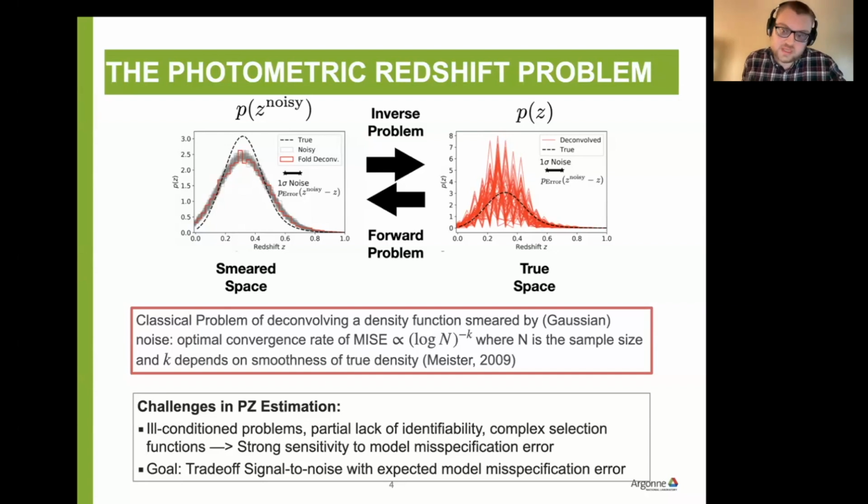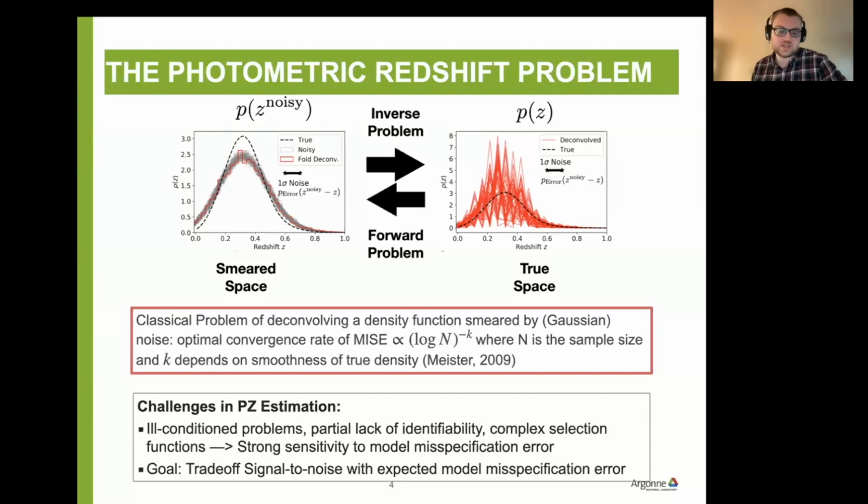For optical surveys, we often have a significant photometric redshift error that leads to very poorly conditioned inferences. What's shown here on the right-hand side is essentially the smeared out redshift distribution from observations of broadband photometry, and we need to deconvolve this into the true redshift distribution, and you have this inflation of variance that has very poor theoretical guarantees. So we have the problem of an ill-conditioned problem that also has very complex selection functions that we need to model to have a strong sensitivity for our inferences to model misspecification errors.